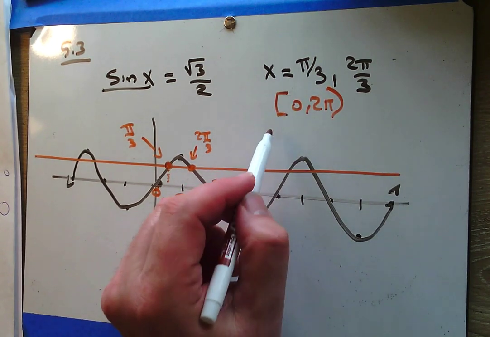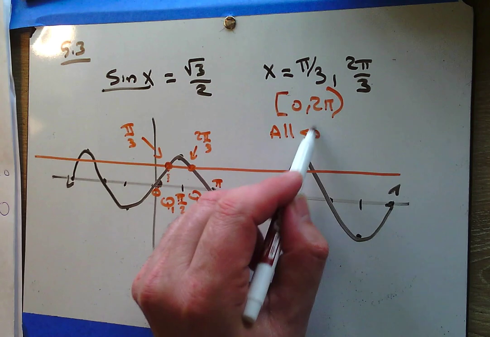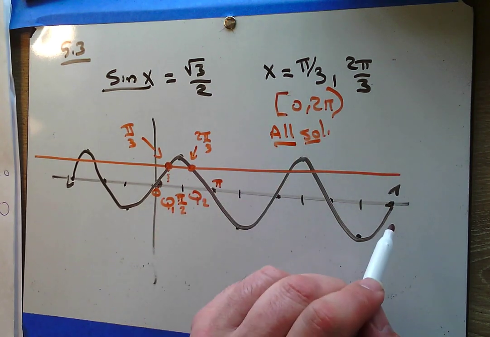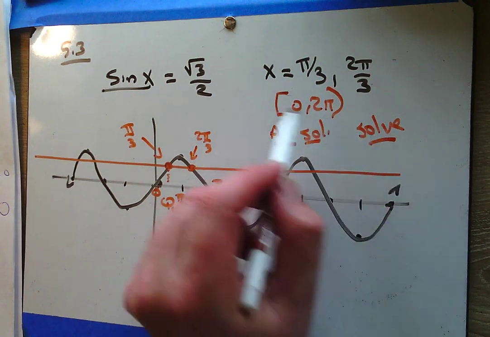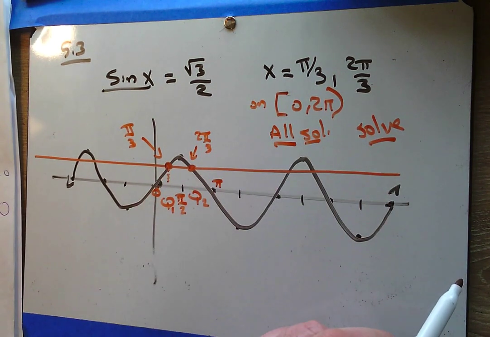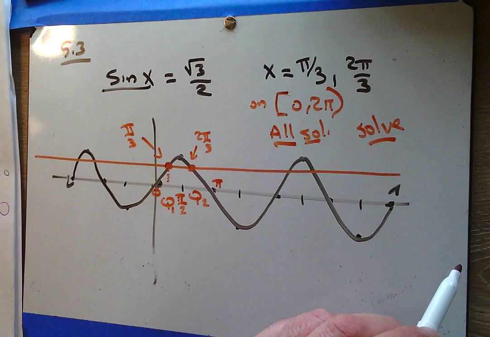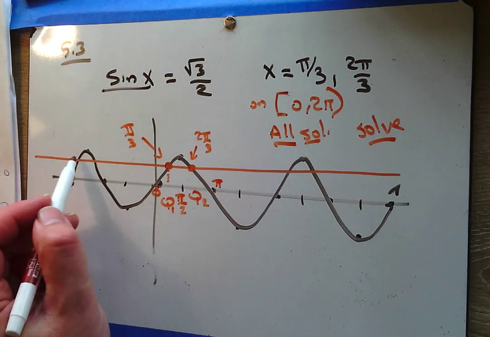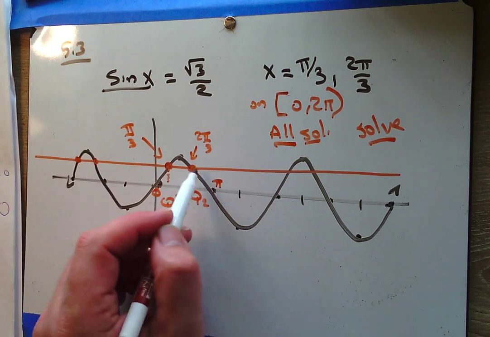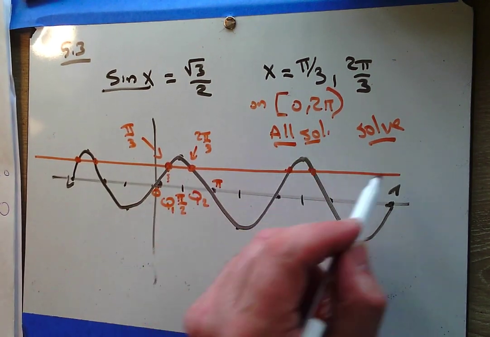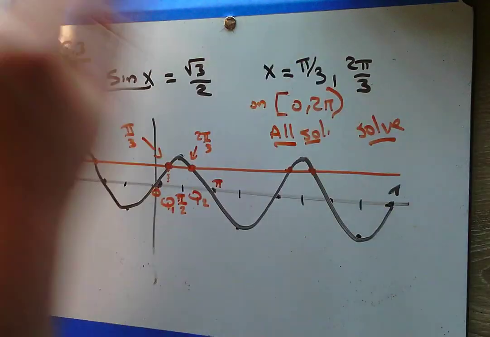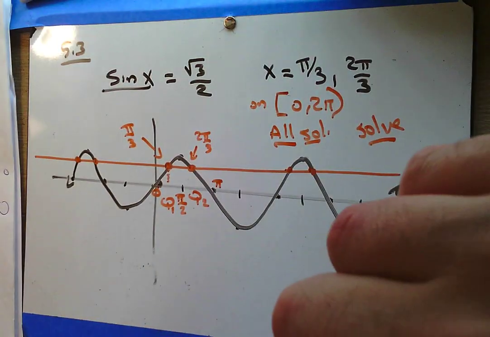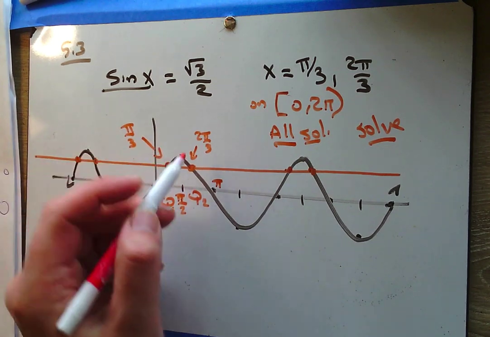And sometimes the directions say find all solutions, or solve, period, not solve on 0 to 2 pi. So if the directions say solve or find all solutions, then we need to be able to find this one and this one and this one and this one and this one and all the other ones. Well, let's think about these solutions for a second and use the periodic nature of sine to help us out.